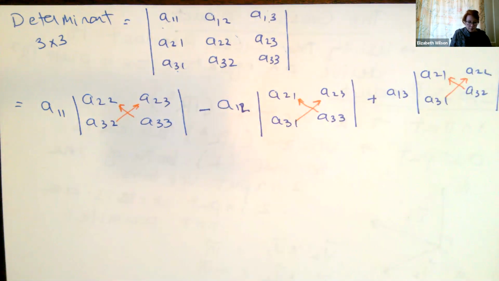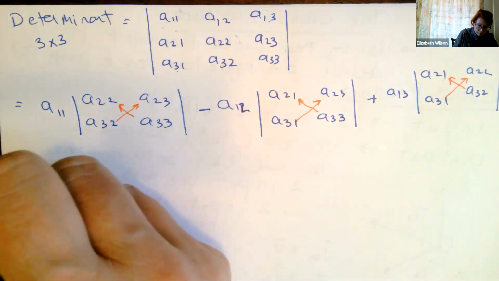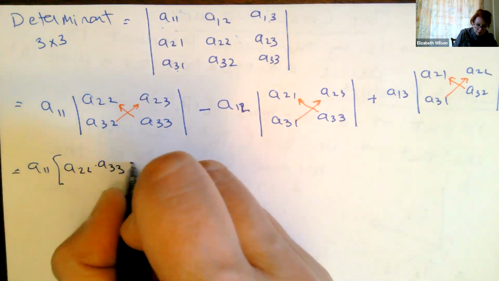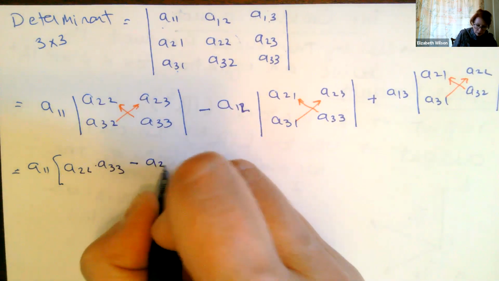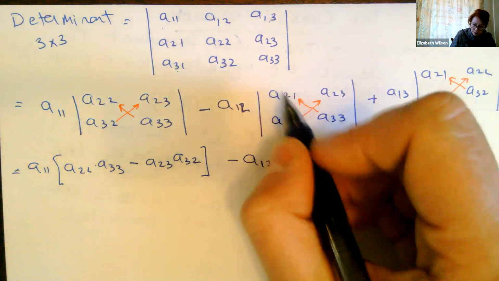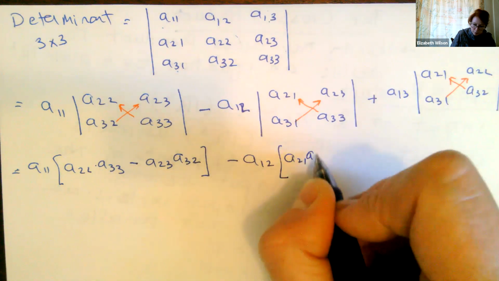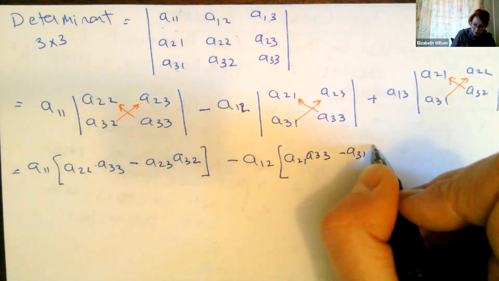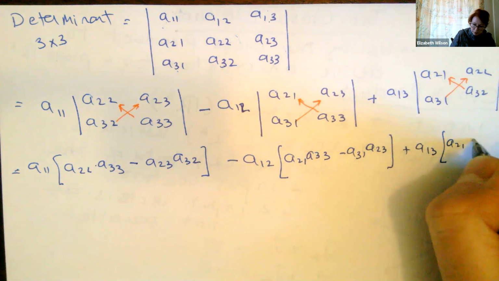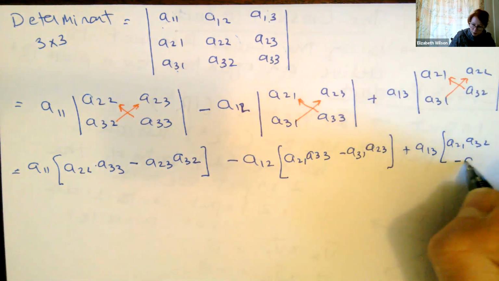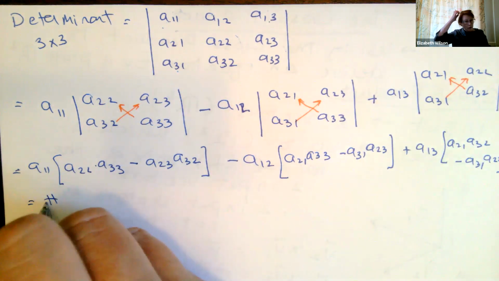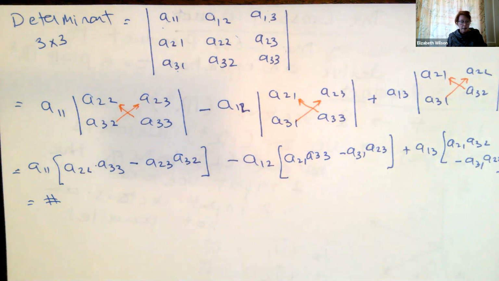So what's going to happen is this. I say this is A11 times A22 times A33 minus, right, I subtract out this product, A32 minus A12 times, I do this cross, A21, A33 minus A31, A23 plus A13 times A21, A32, I'm running out of space, minus A31, A22. And when we do this with our determinant, we're going to get a number. Okay, we're just going to multiply everything out, add it up, and whatever.